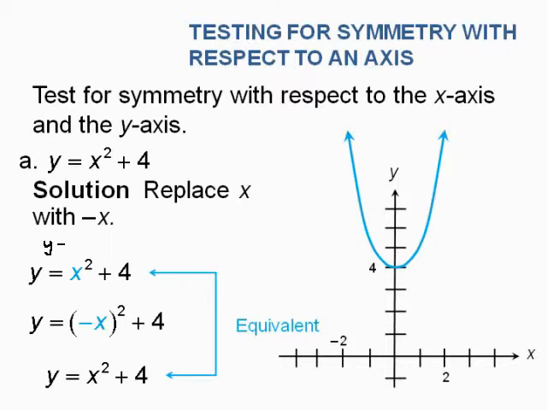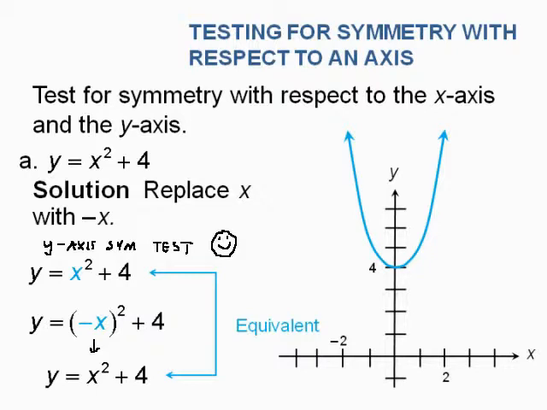So I'm going to put y-axis symmetry test. Notice we're going to take the x in this equation and replace it with negative x. Now what happens when you take negative x and square it? You get the same thing back. So notice replacing x with negative x resulted in the same equation or equivalent equation, whichever way you want to say it. So this graph has y-axis symmetry.